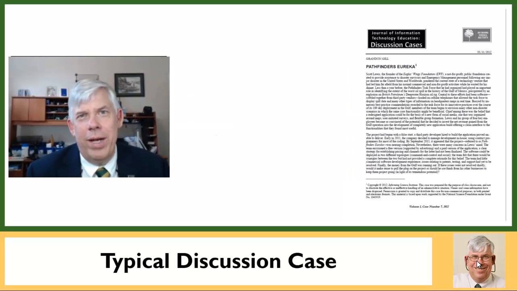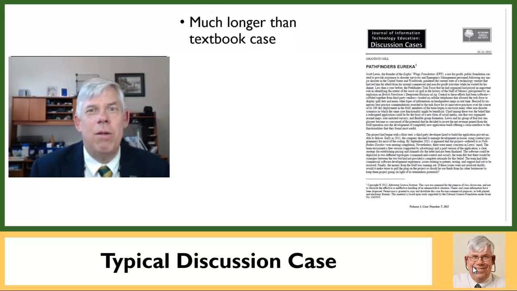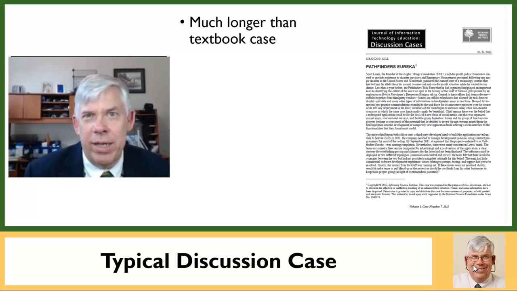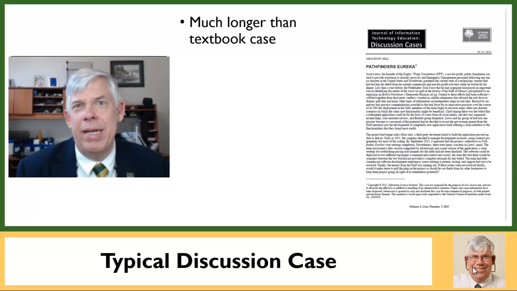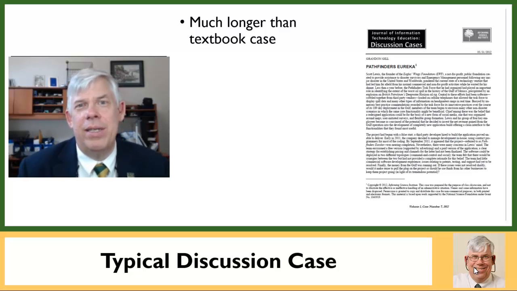So over here on the right, I've got the first page of a 30-page discussion case that I wrote. And one of the characteristics of most discussion cases is they're much longer than textbook cases. Textbook cases can extract the specific facts that they want in order to make a point. But discussion cases aren't there to make a point. Discussion cases are there to create a context in the reader's mind from which a decision can be made. And so there's a lot more information required to create even a partial understanding of the context.